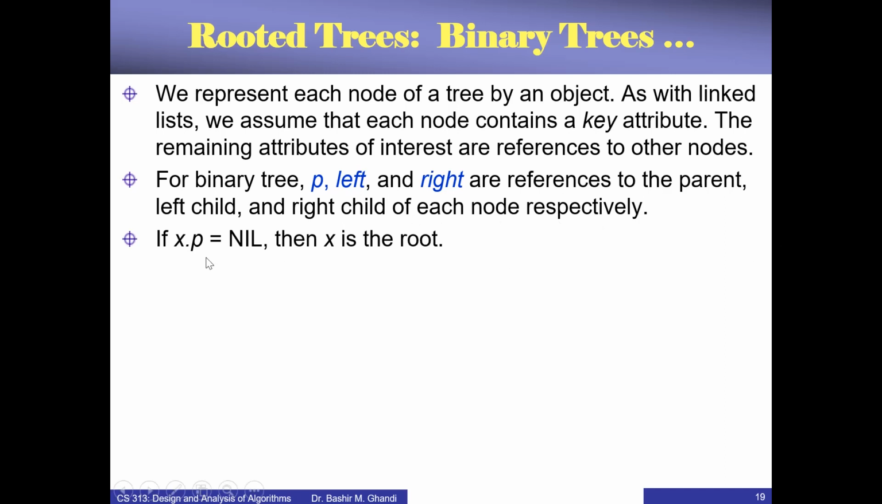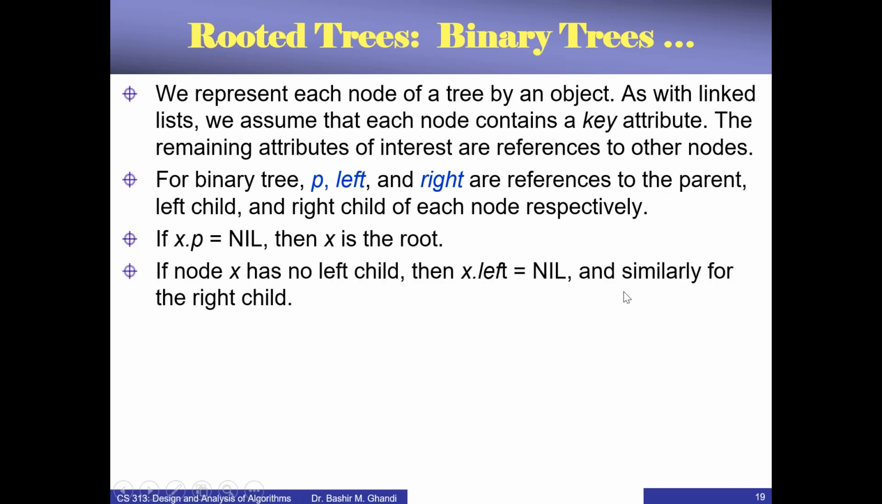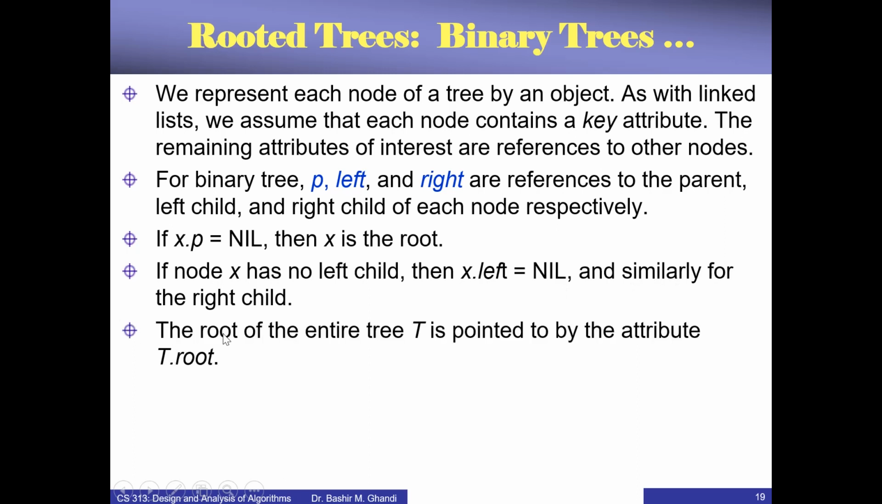If x.p is nil, so the parent reference is nil, it implies that x is the root. If x has no left child, then x.left will be nil, and similarly for the right child. The root of the entire tree is pointed to by the attribute t.root, as I explained before. So if t.root is nil, it means the tree is empty. So that is the general structure of binary trees.